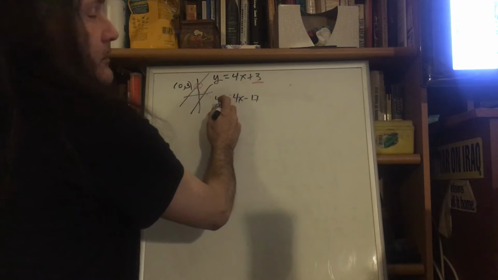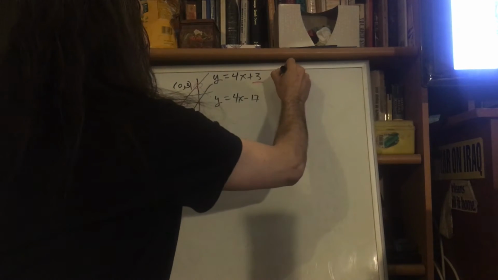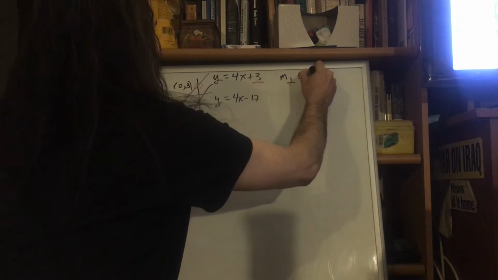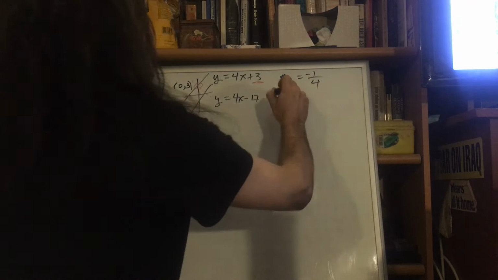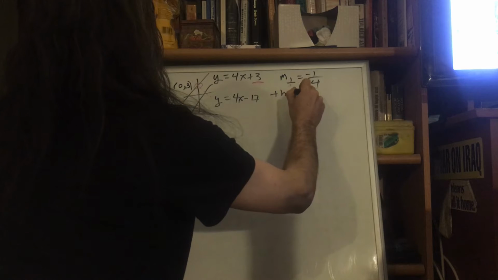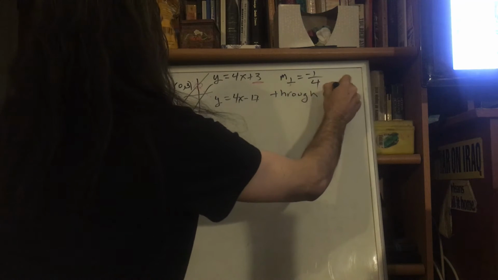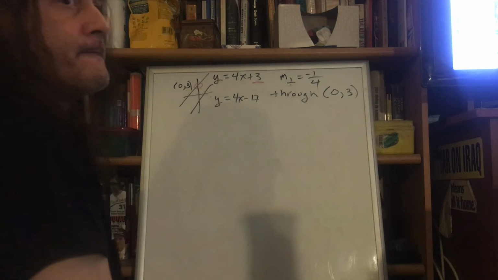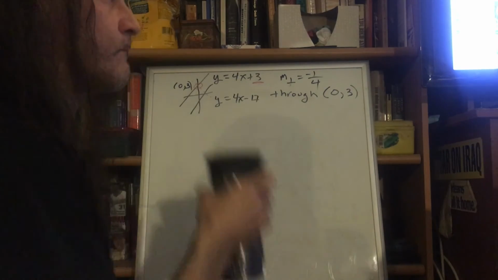But what's our perpendicular slope? The opposite reciprocal. And we're going to go through the y-intercept at the top line.